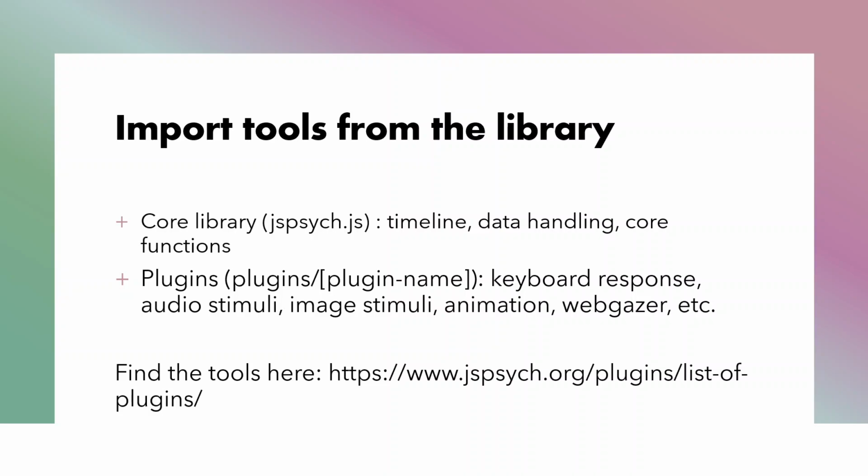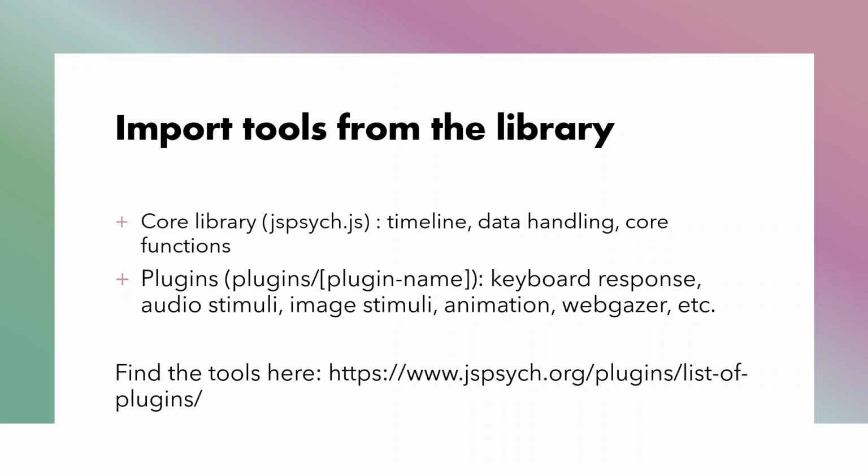The core library is called jspsych.js, and it's a single file, something like 3,000 lines of code. That's where you create the basic timeline, where the variables, functions, and class timeline are handled. The data handling functions are all there. The core functions for the jsPsych library are there.